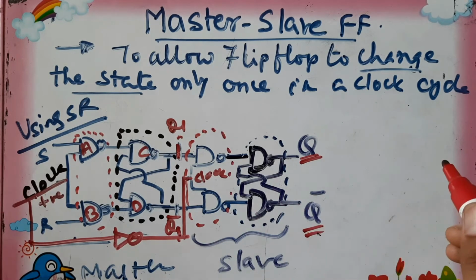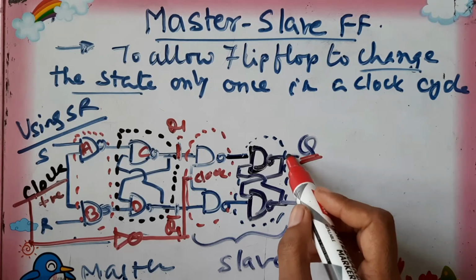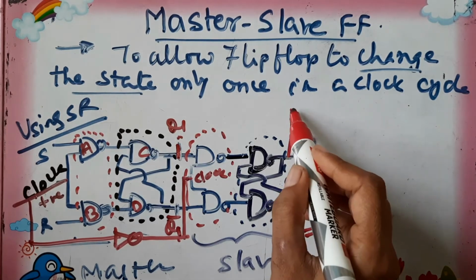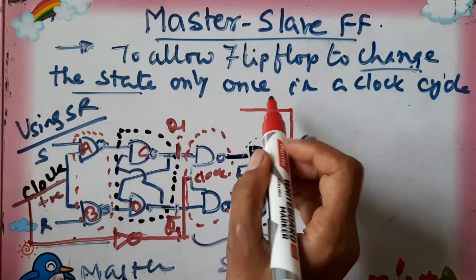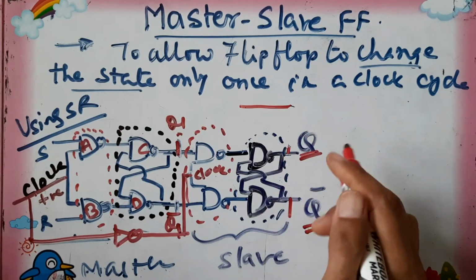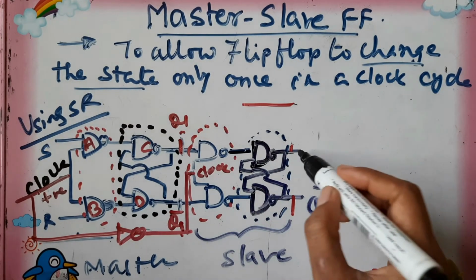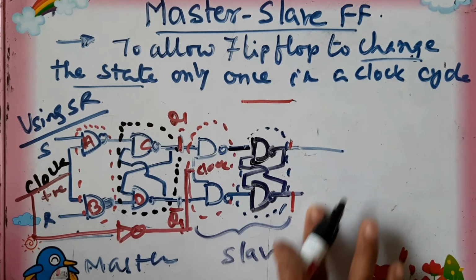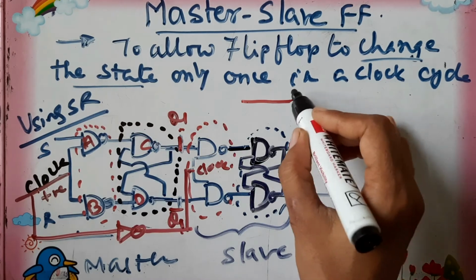So this is how we can make the flip-flop toggle only once. And the original feedback, right? To have the toggling state, we were applying the feedback. So this feedback was like this.